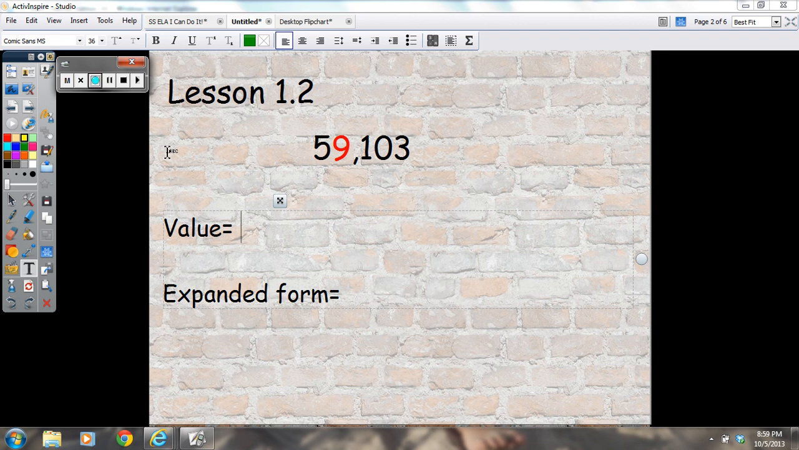Alright, so here we have an example. We have the number 59,103. And what we want to find out is the value of the red number.